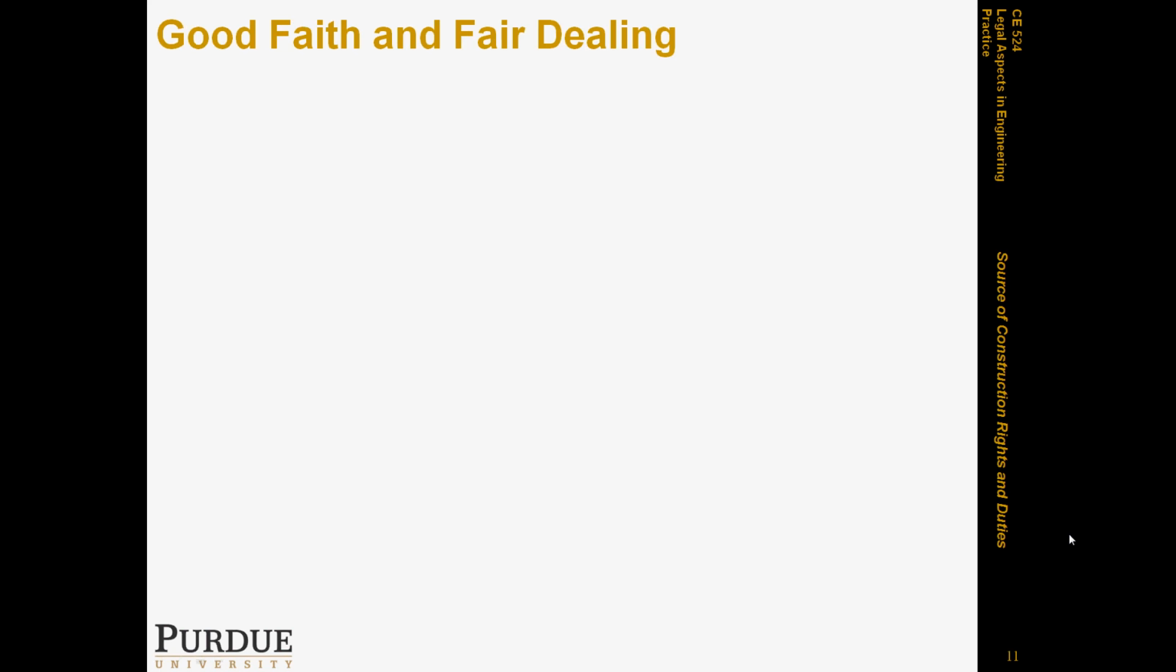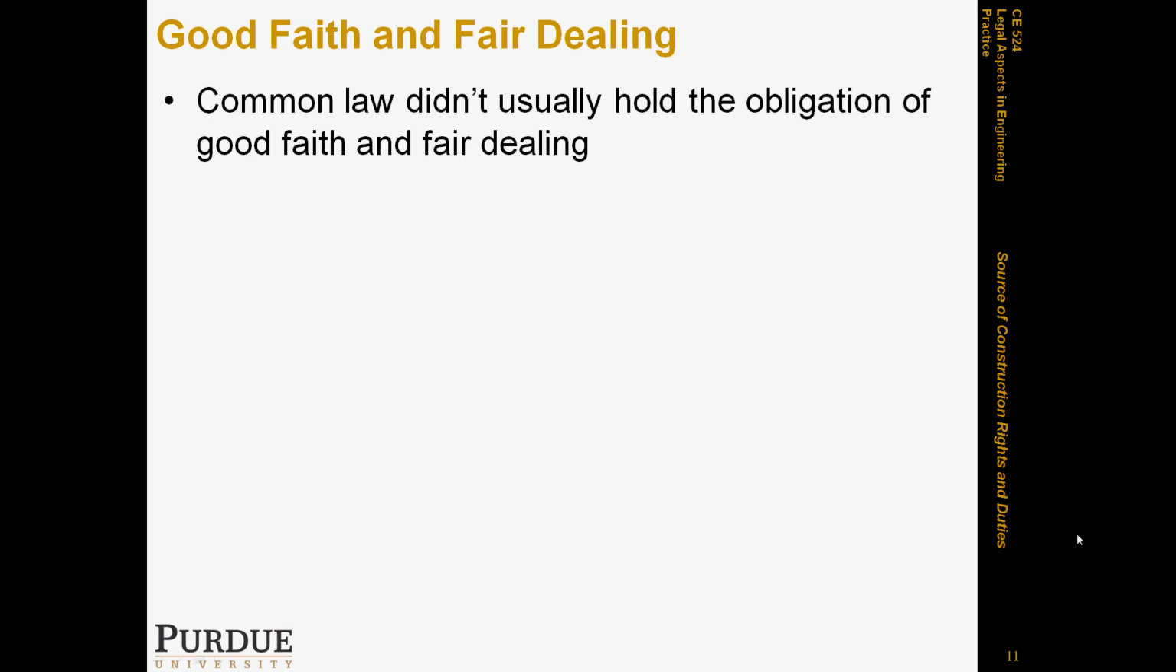Another source for implying terms in a contract is something that we'll spend a bit of time on, which is what we call good faith and fair dealing. That was not really a requirement in the past. Common law did not usually hold this obligation of good faith and fair dealing, the reason being that the common law used to look at the written contract as something sacred. It should be upheld at any cost, even though it may be reflective of bad faith on behalf of the parties.